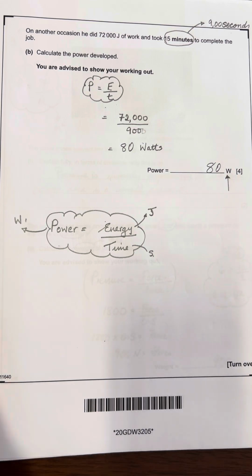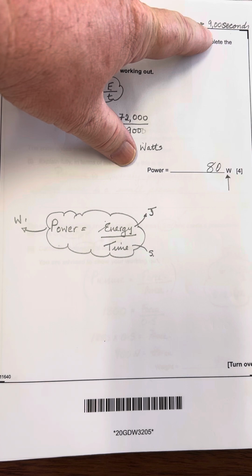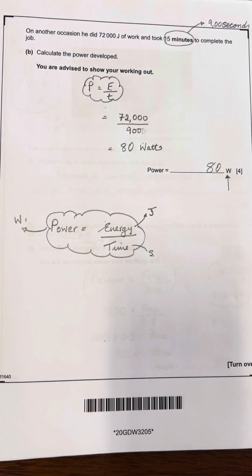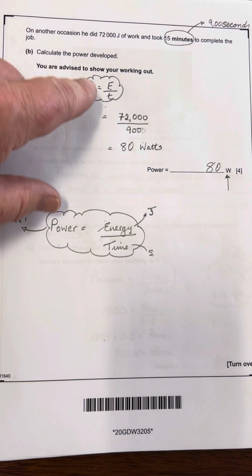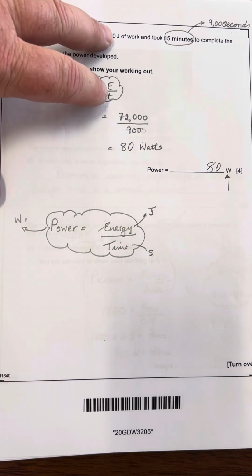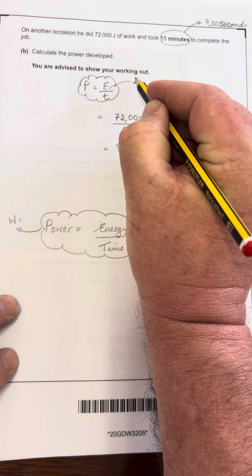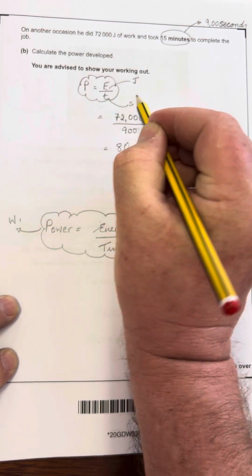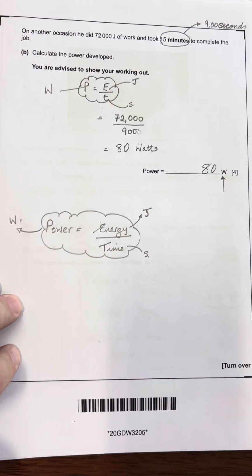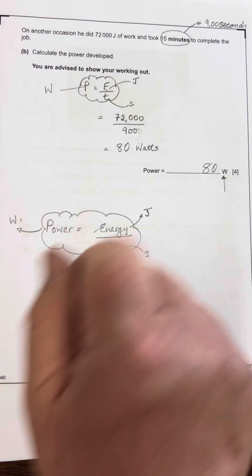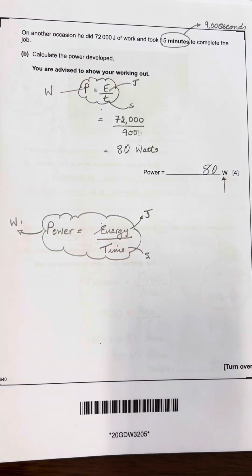On another occasion, different question. He did 72,000 joules of work and took 15 minutes. Warning: 900 seconds. Don't fall for that. Calculate the power. Power equals energy over time. Energy's in joules, after dear old James Prescott. Time is in seconds. Correct. 80 watts. Power, energy, time. All matched.